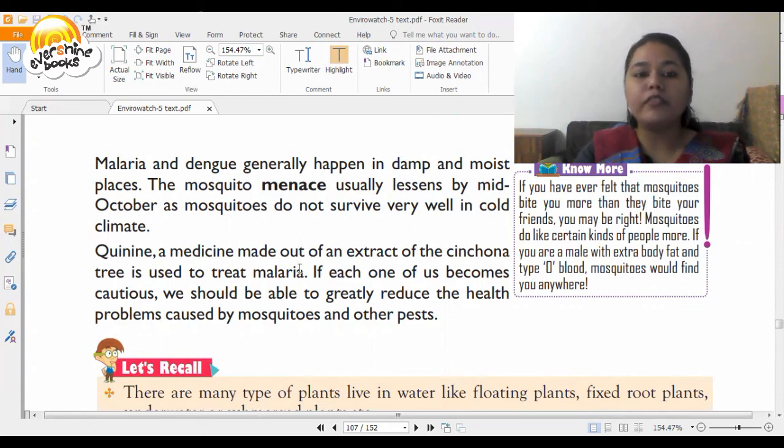If each one of us becomes cautious, we should be able to greatly reduce the health problems caused by mosquitoes and other pests. So you need to be very careful about the cleanliness of your house and the surroundings.